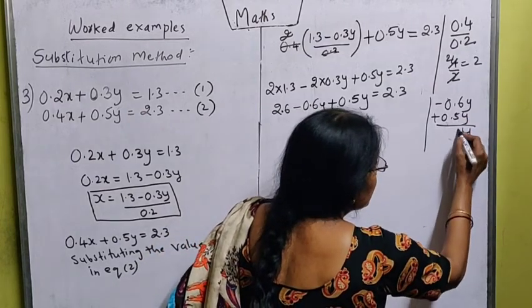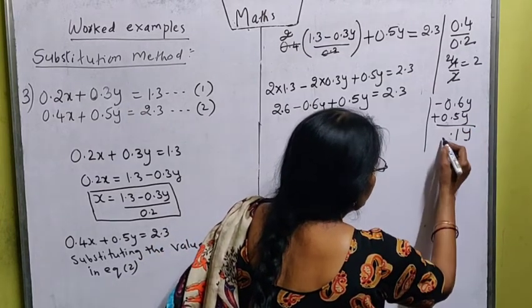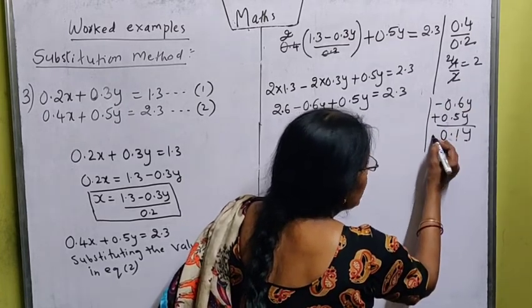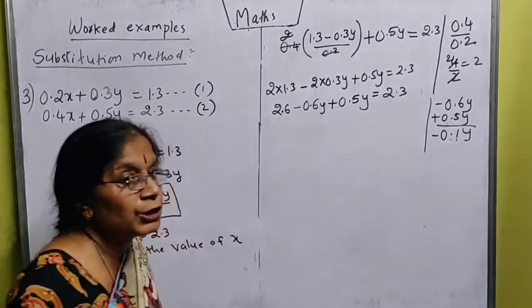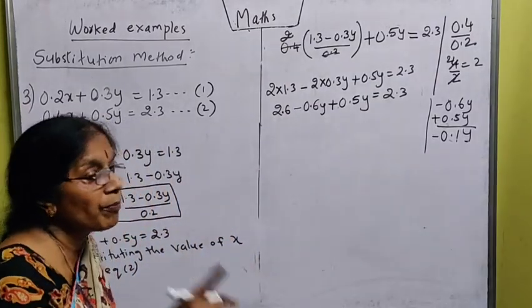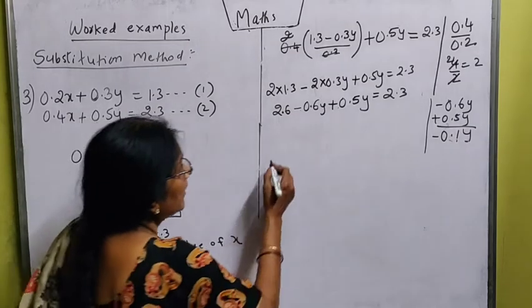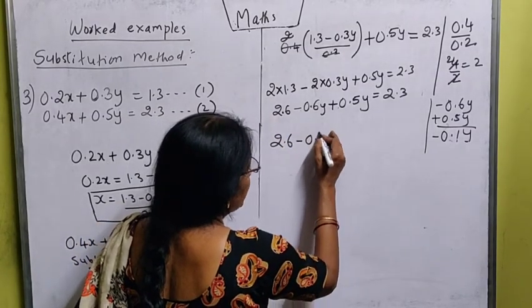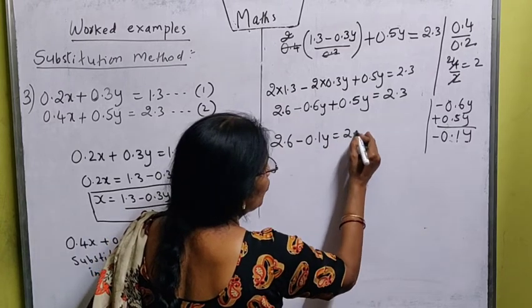6 minus 5 is 1, point, and what over here? 0. What is the bigger number? 0.6. So what sign is there? Minus. So we will get minus 0.1y. So what will we write out? 2.6 minus 0.1y is equal to 2.3.